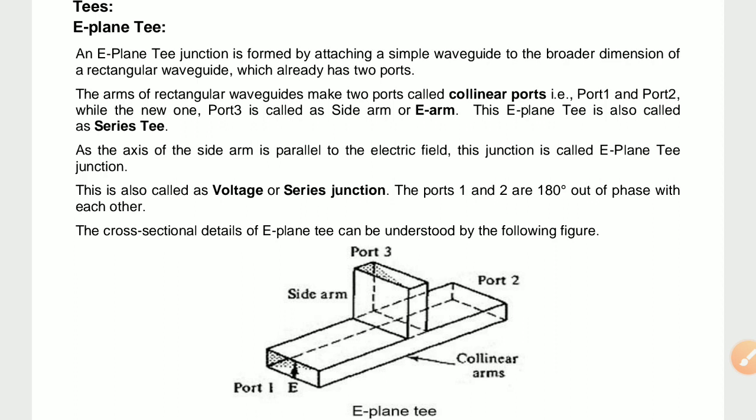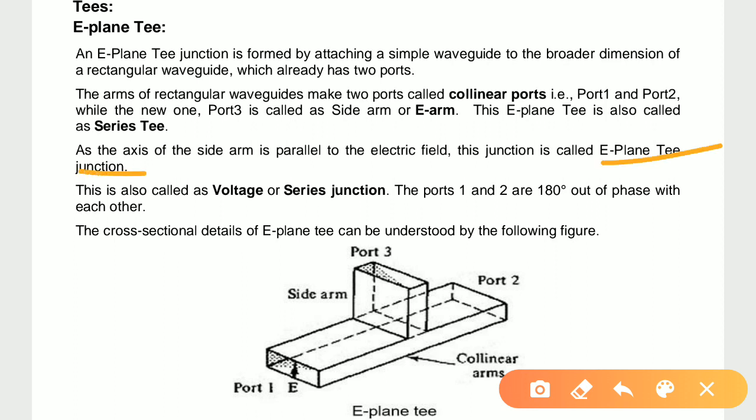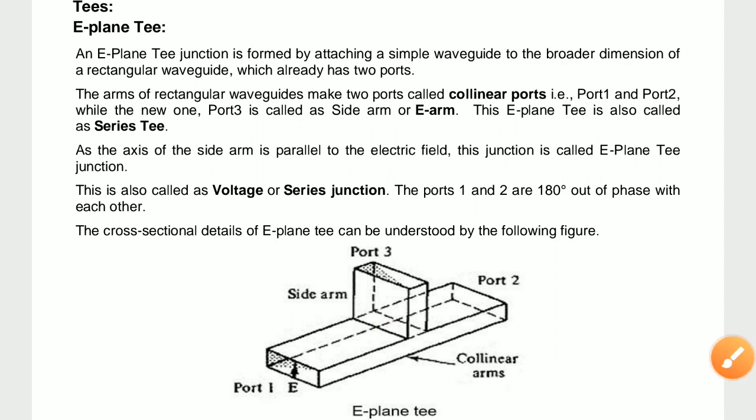As the axis of the side arm is parallel to the electric field, this junction is called the E plane T junction. This is the axis of the side arm, which is parallel to the electric field. It can also be called a voltage or series junction.